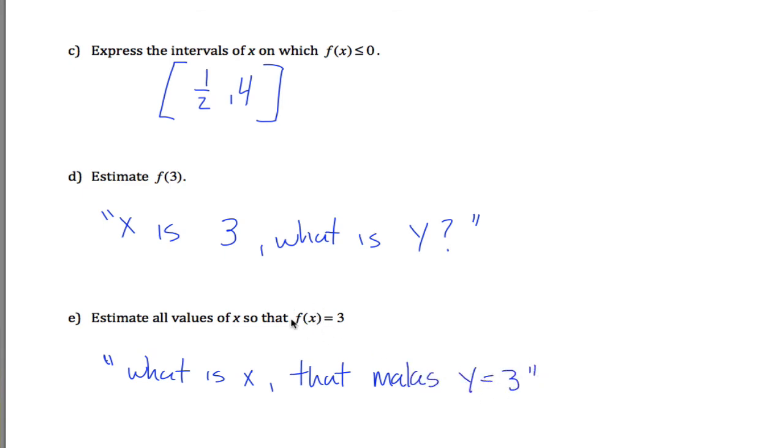f of x is the y. This is telling you that y is 3. It wants to know what x is. So this one is saying x is 3, give it the y. This one is saying y is 3, give it the x. So x is 3, what is y?